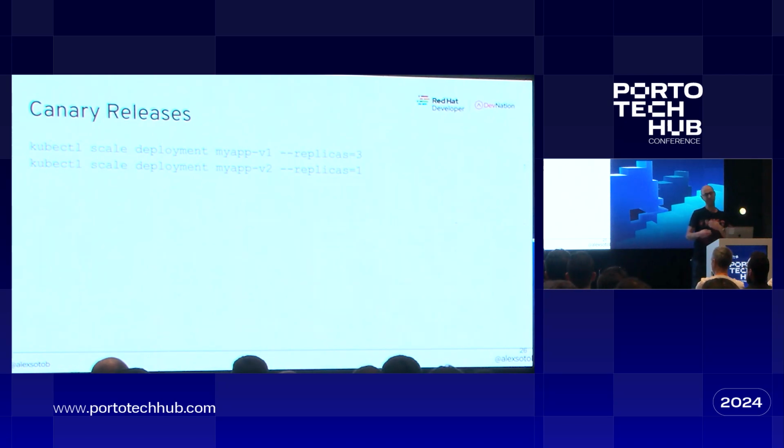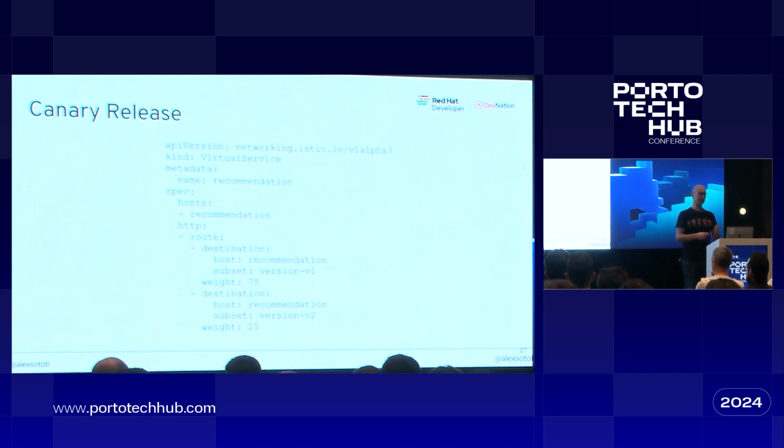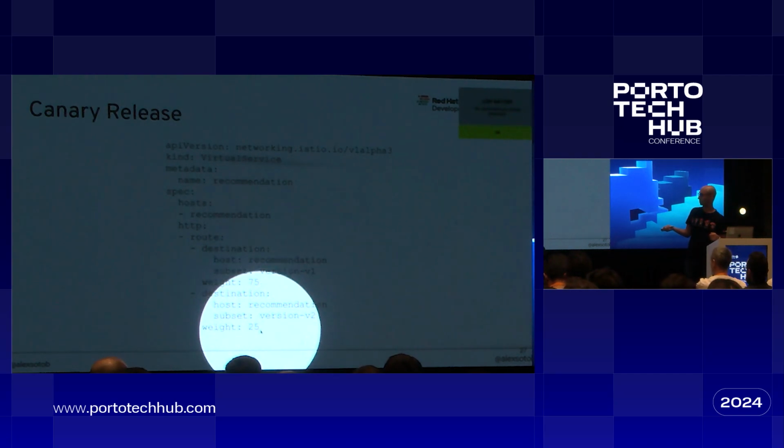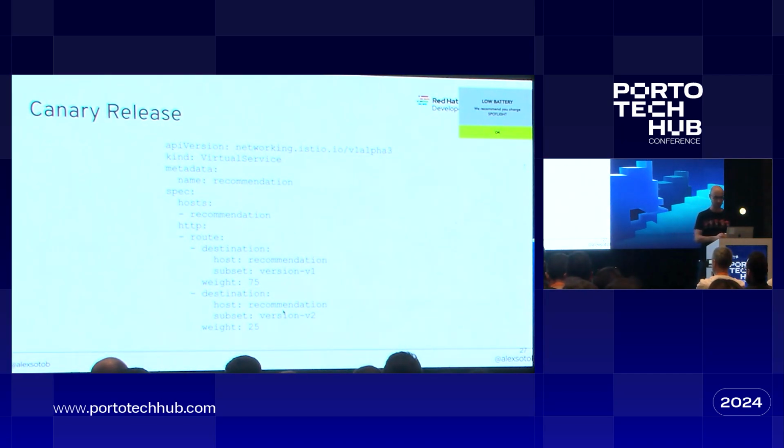But you see that, okay, that's great, but I would like to have something easier, let's say. And just suppose that we've got a technology in Kubernetes that lets you do things like that. I've got a new kind, let's name it virtual service. I've got a service, name it recommendation, and I say, hey, I want to send 75% of the traffic to v1 and 25% of the traffic to v2. You see that it's much easier, right, than having to play with the scales.